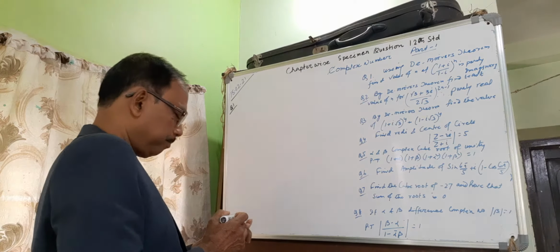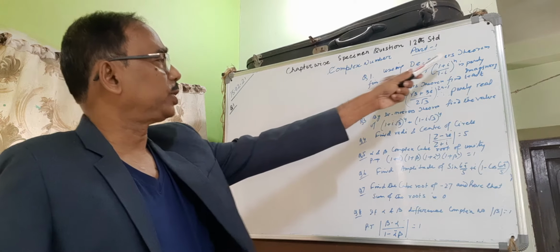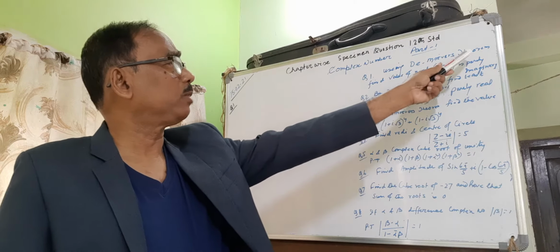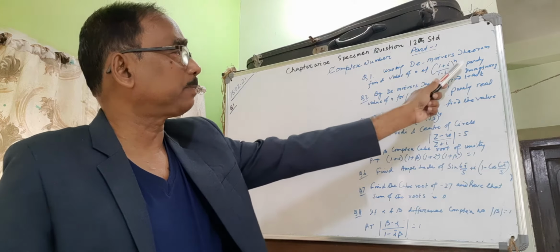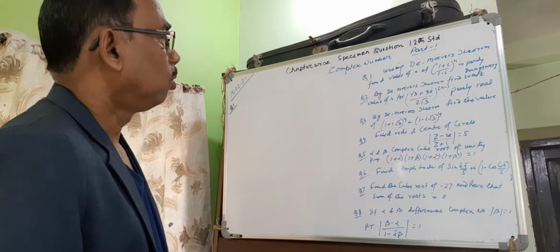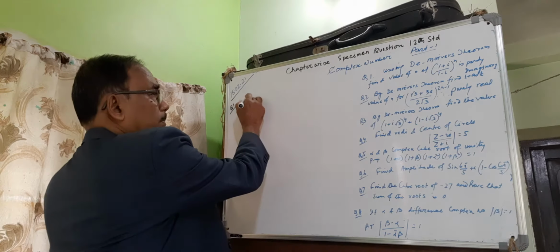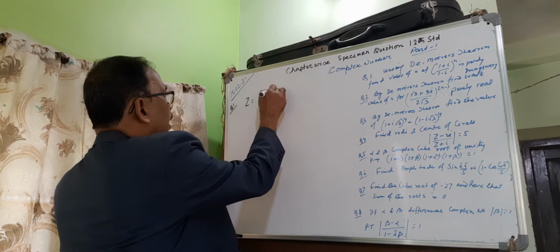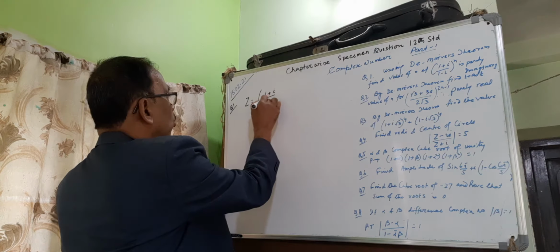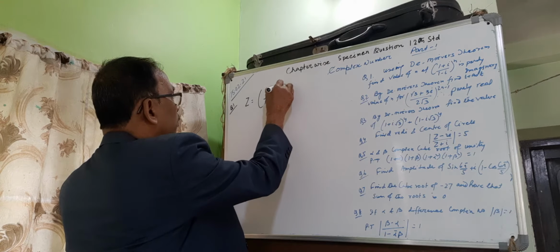Question number 1. It is De Moivre's theorem. Using De Moivre's theorem, find the value of n if this expression is purely imaginary. Okay, let's do question number 1. Let z equals (1 plus i by 1 minus i) whole to the power n.